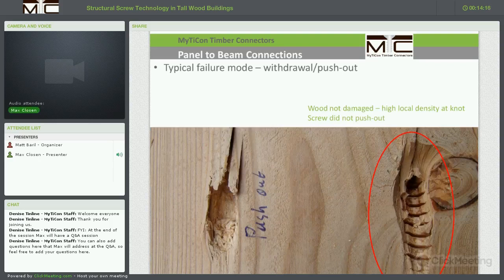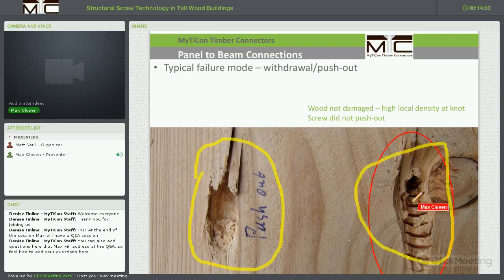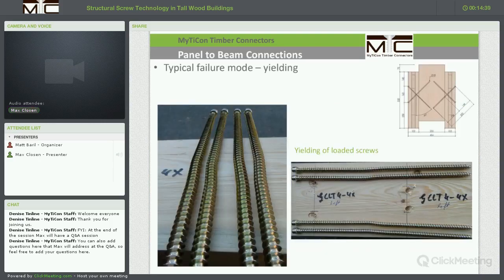And if we look at the same screw placement here, but in a higher density location near a knot, this was just by accident here, but it is a nice way of explaining this. The actual density in this area was probably a lot lower than in this area, and we can still see that the threads cleanly bite into the wood, and there's no failure observed here.